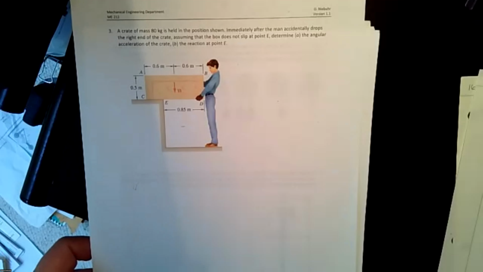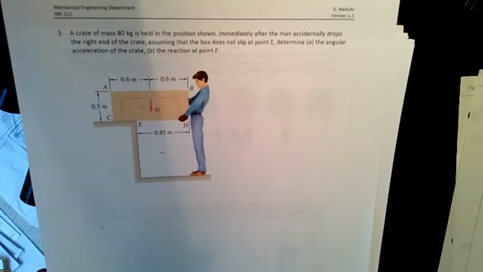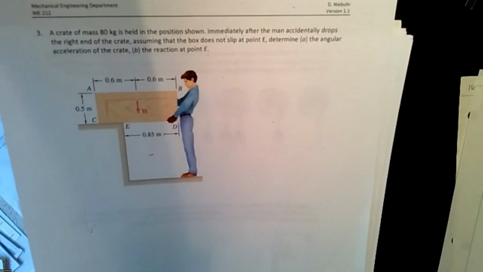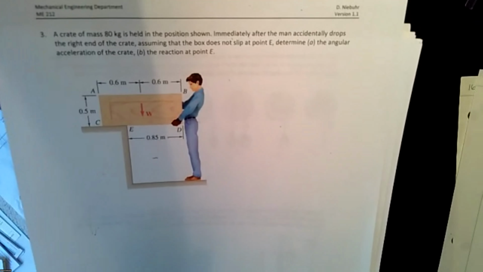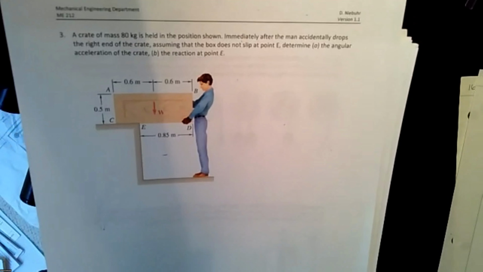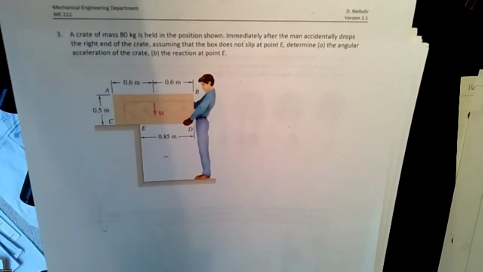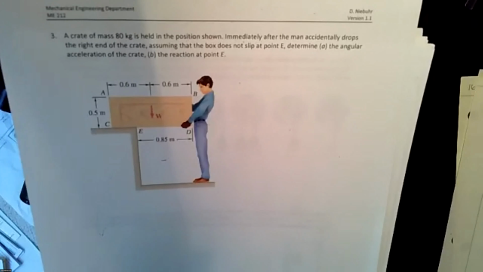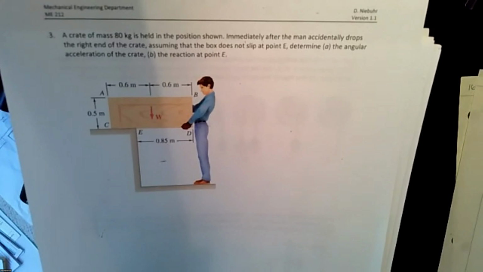17. So here's the back side of the problem that we didn't get a chance to do. The crate is held, and then immediately after the man drops it to the right, the crate doesn't slip, but it starts to accelerate. And so we want to know what the acceleration is of the crate and the reaction. So this is similar in the approach to the problem we did with the 3 linkages that fell to the right that were connected, and we had to find the reaction forces. So let's draw it out and see what it looks like.